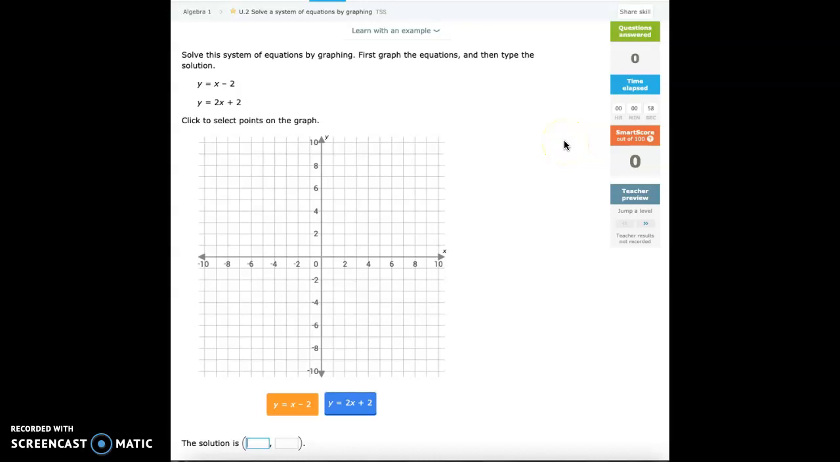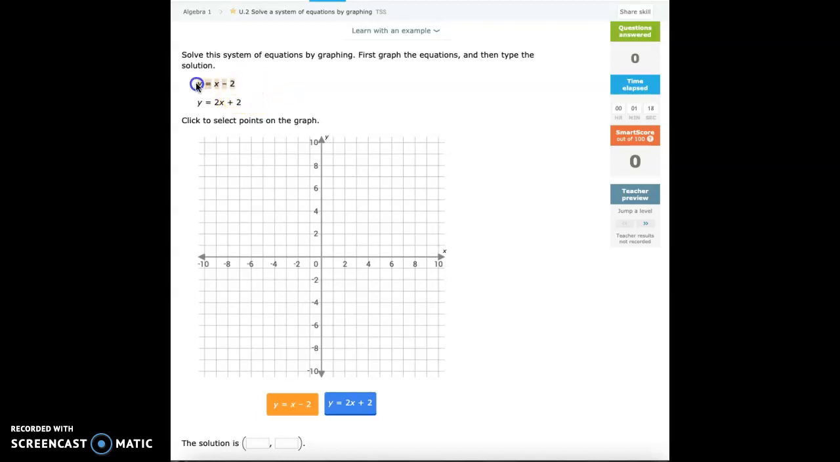Hello, in this video I will be talking about Algebra 1's U.2, solve the system of equations by graphing. If you are not strong with graphing, I suggest you watch the other video, Algebra 1 S.7, graphing equations using slope-intercept form.